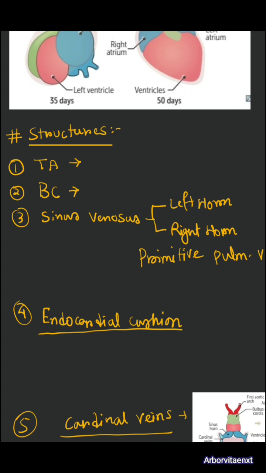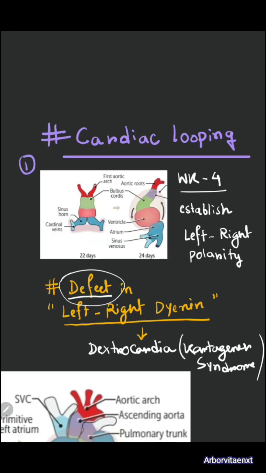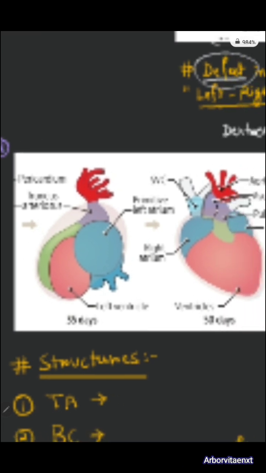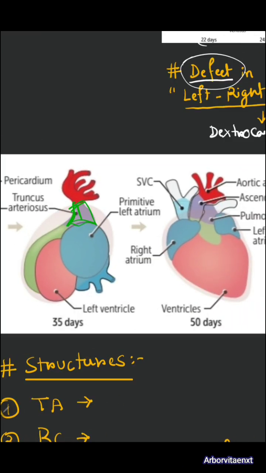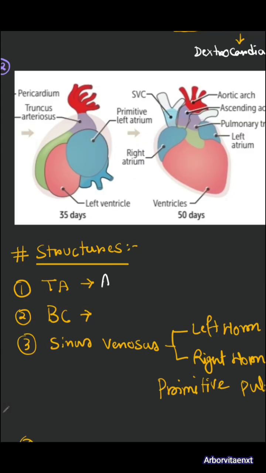The first structure is the truncus arteriosus. Let's identify the truncus arteriosus here. This is the truncus arteriosus, and in the next 35 days this is the part that develops further. So what are the parts which the truncus arteriosus gives rise to? As you can see in the picture, it gives rise to the ascending aorta and the pulmonary trunk. This is the ascending aorta and this is the pulmonary trunk.